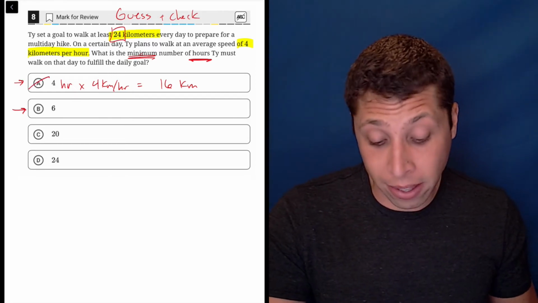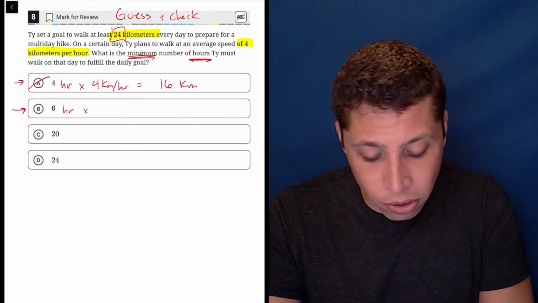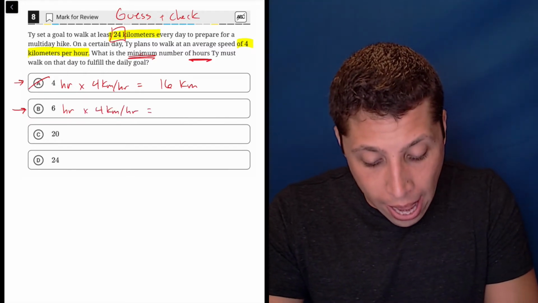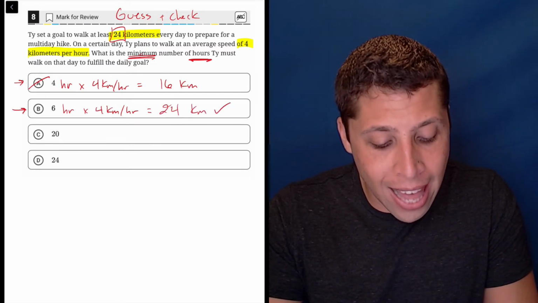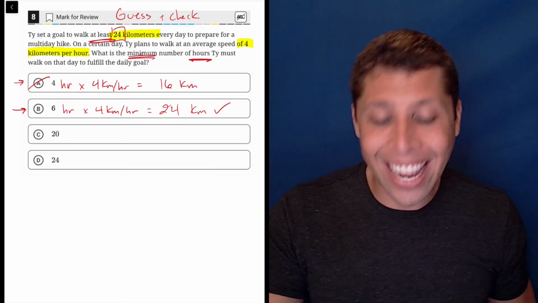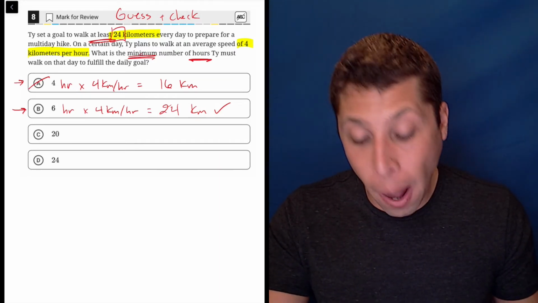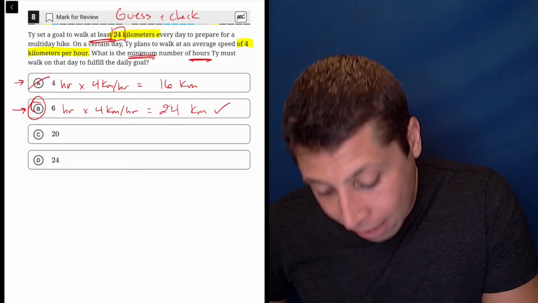So let's just try the same exact thing with choice B. Again, 6 is the number of hours. It's still 4 kilometers per hour to walk, and so 6 times 4 is 24, and that does meet our goal because specifically they said at least, right? So if they said more than 24 kilometers, we'd have a problem, but this does the job and gets us to 24. So B is the answer.